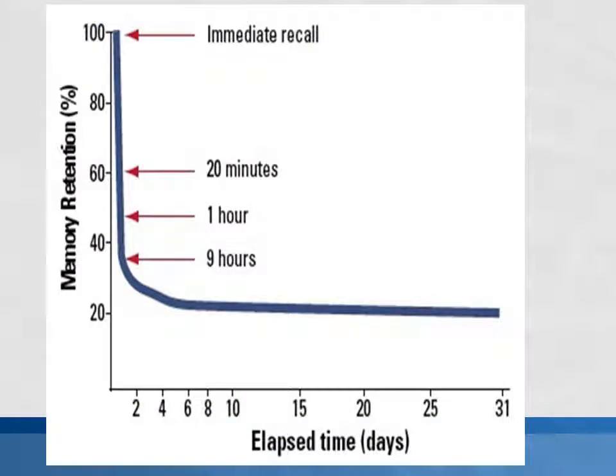Ebbinghaus found that there is a tremendous loss of memory in a very short period of time. This illustrates the forgetting curve graphically. Upon immediate recall, you have about 100% retention. That's pretty obvious. But as time goes on, very quickly, what you remember starts dropping dramatically.